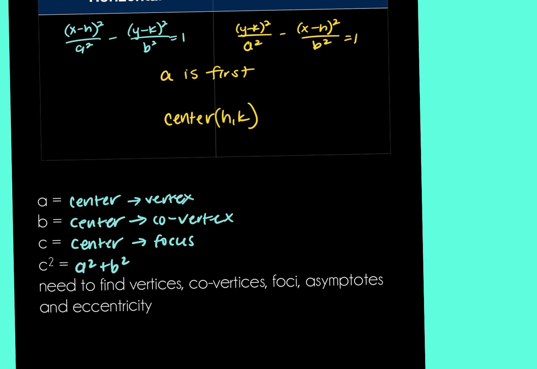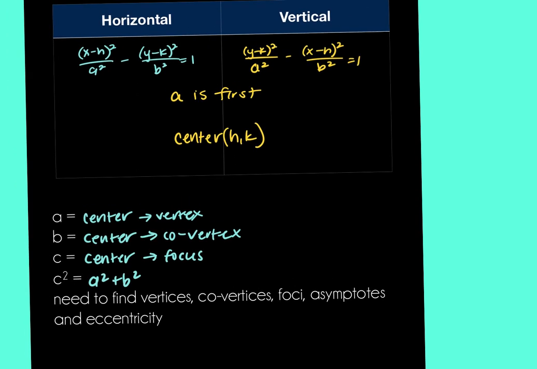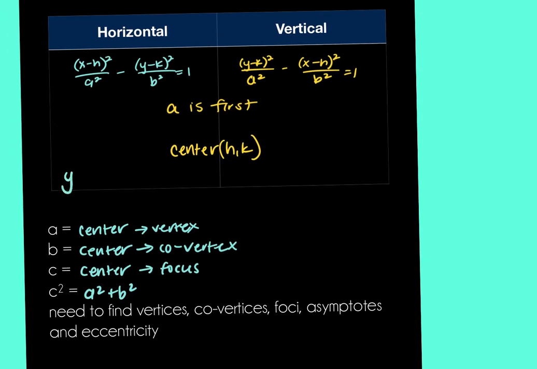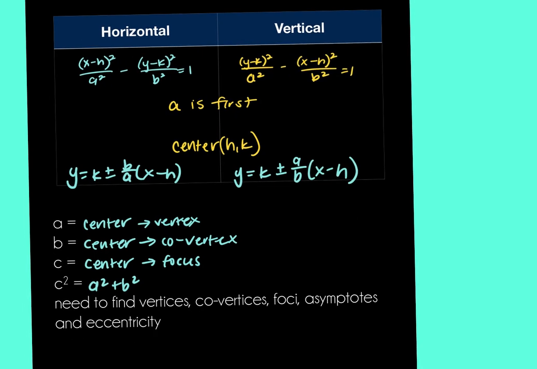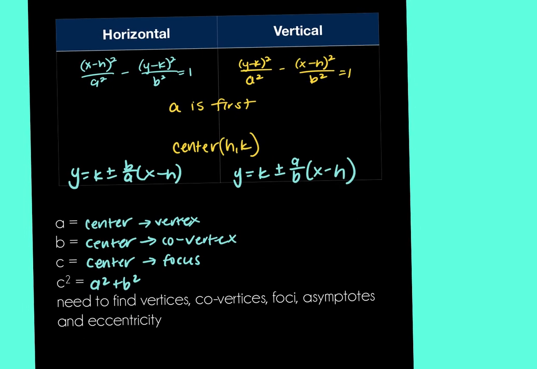You've got to be able to find vertices, co-vertices, foci, asymptotes. If it's horizontal, y equals k plus and minus b over a times x minus h. And if it's vertical, y equals k plus and minus a over b times x minus h. So the difference is the b over a and the a over b. Eccentricity is still C over A.